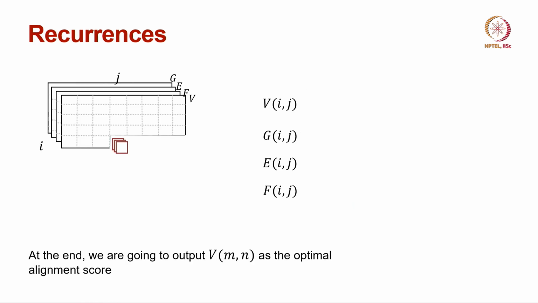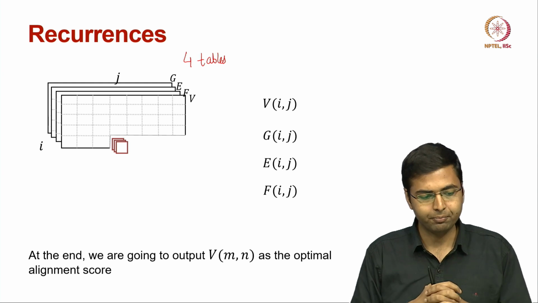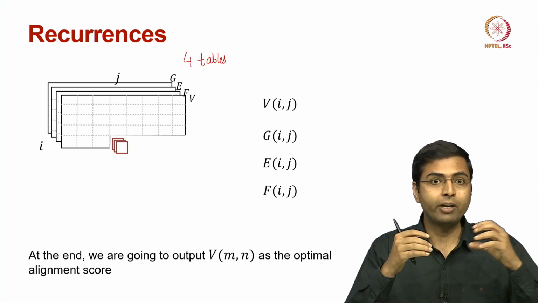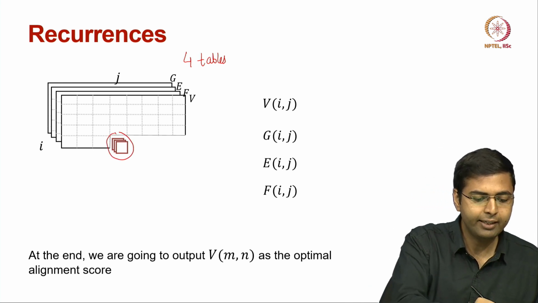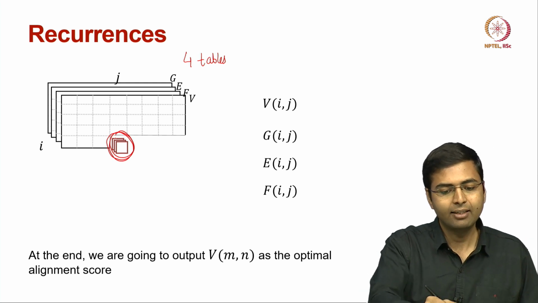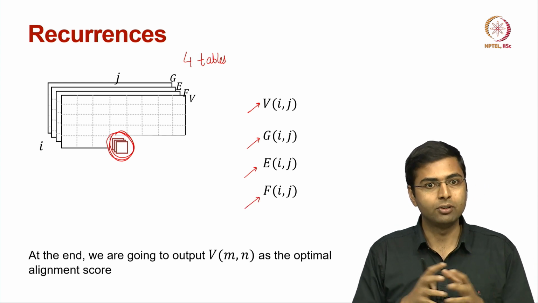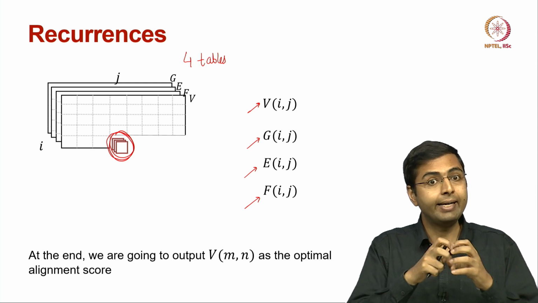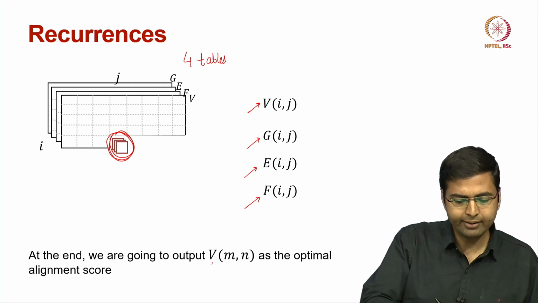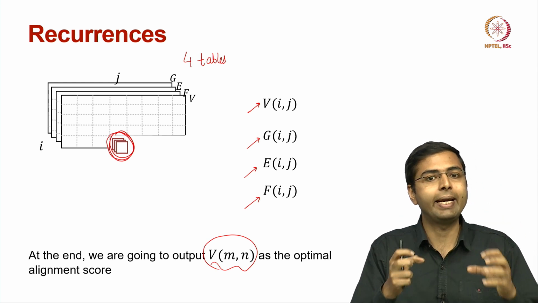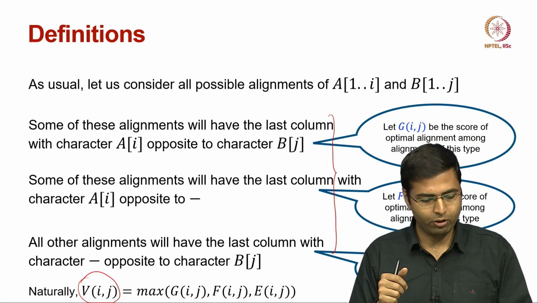So, let us look at how we are going to work out the recursion. As I mentioned before, we are going to work with 4 tables. We are going to fill 4 tables in our dynamic programming, that is G, E, F and V, together. When it comes to recursion, we have to fill these 4 elements, that is Vij, Gij, Eij and Fij. Once we have filled the entire 4 tables, at the end we are interested in outputting Vmn, because that is the optimal alignment between the complete sequence A and the complete sequence B, based on the definition that we had.